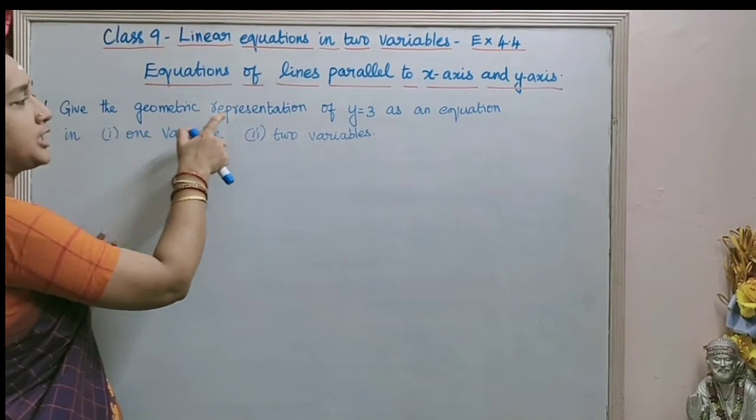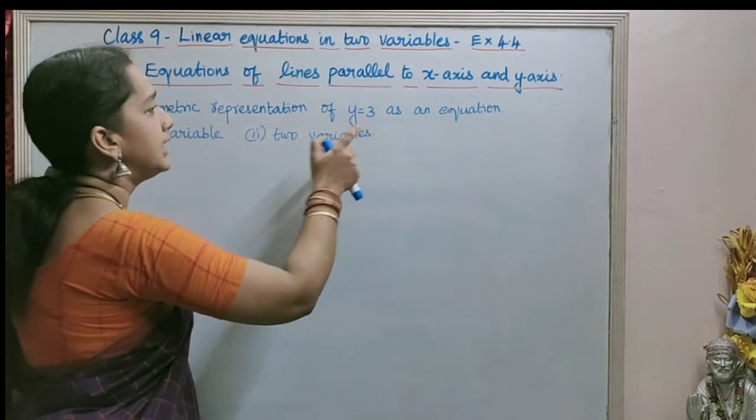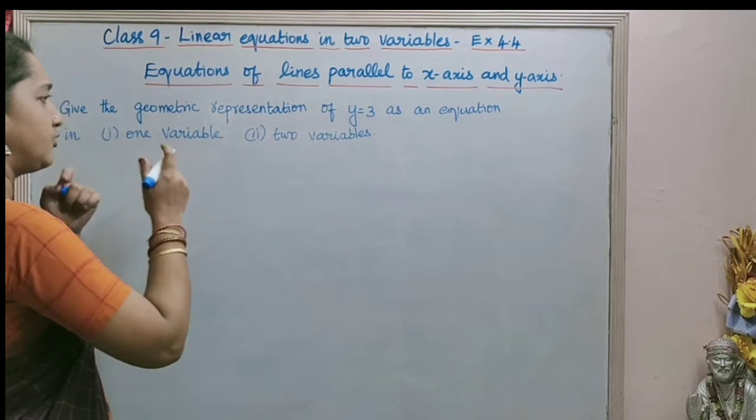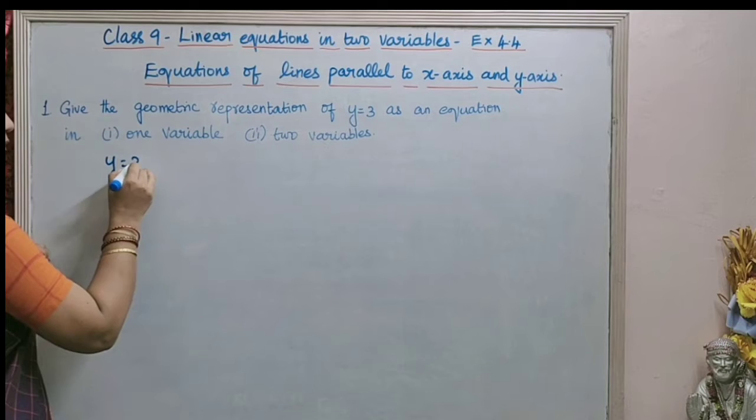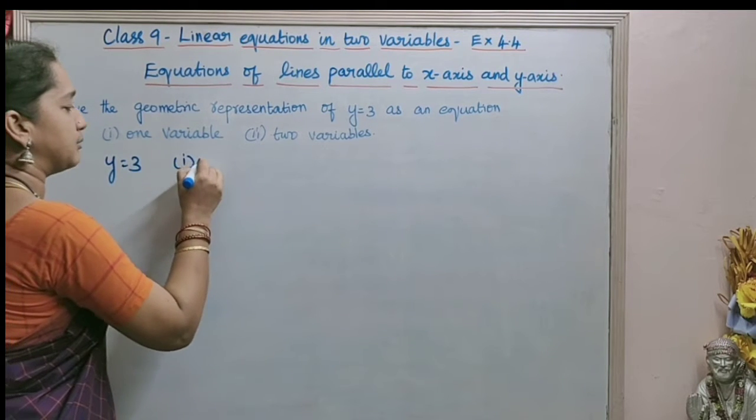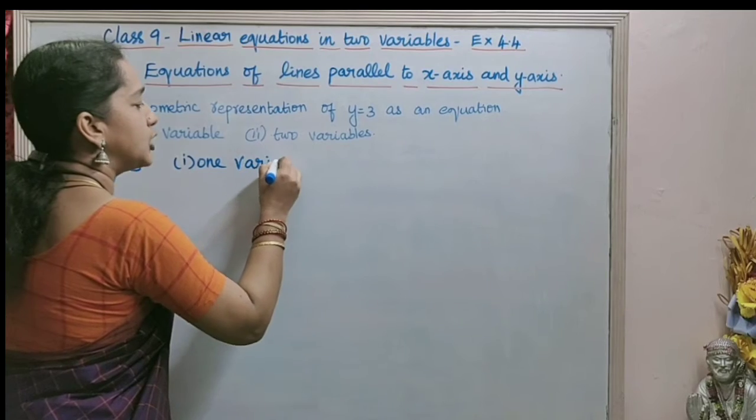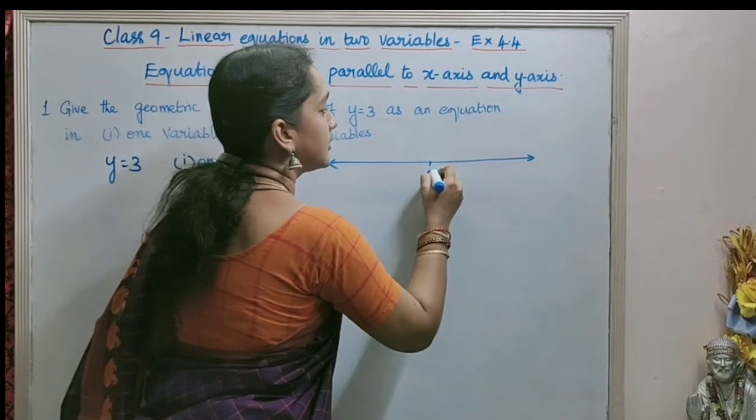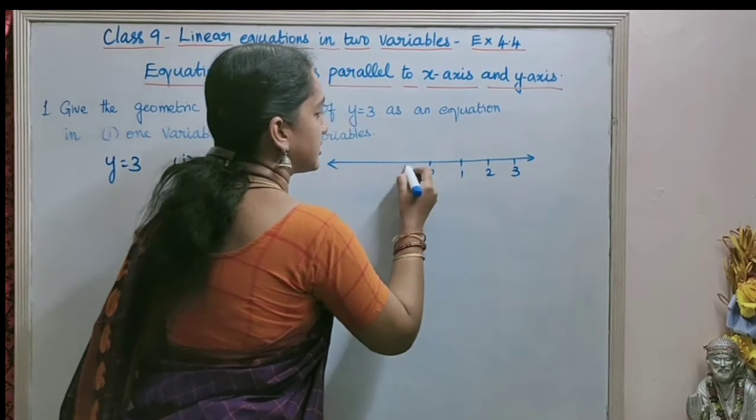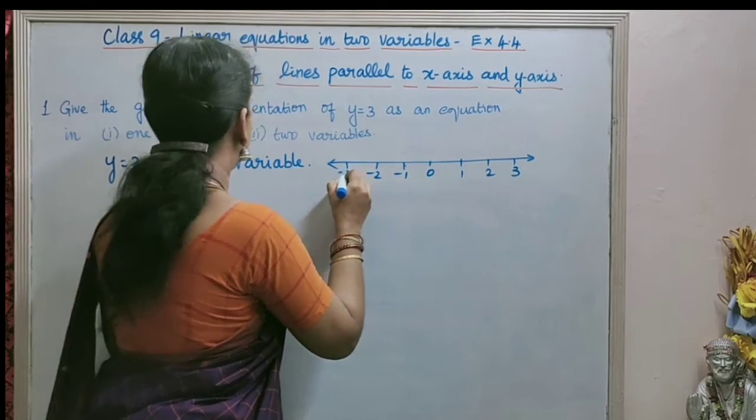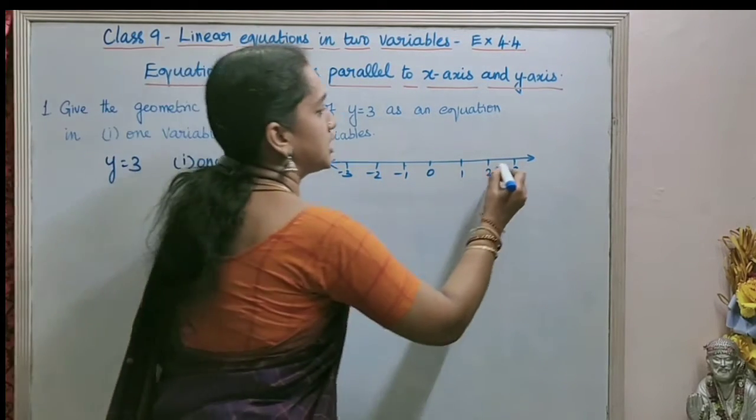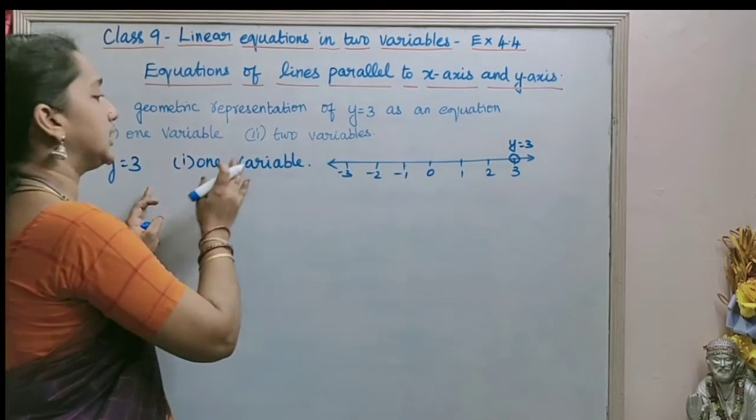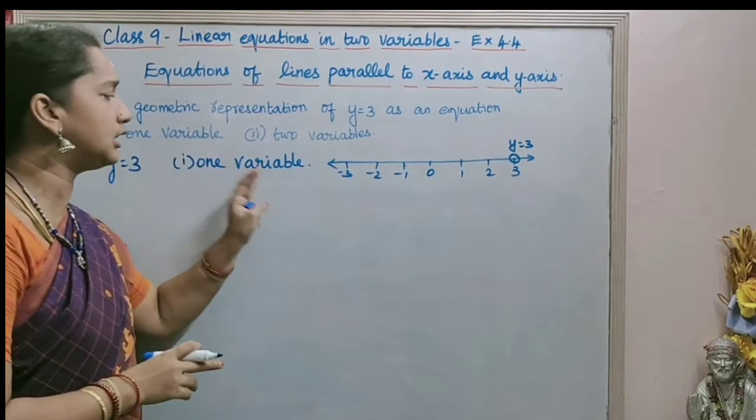First sum is, give the geometrical representation of y is equal to 3 as an equation in one variable and two variables. So, geometrical representation we are asked to do. So, y is equal to 3 in one variable. We will draw a number line, just a simple number line with positive and negative axis, minus 1, minus 2, minus 3. Here the y value is given as 3. So, we just have to plot it here as y is equal to 3. That's all. This is the geometrical representation of y is equal to 3 in one variable.